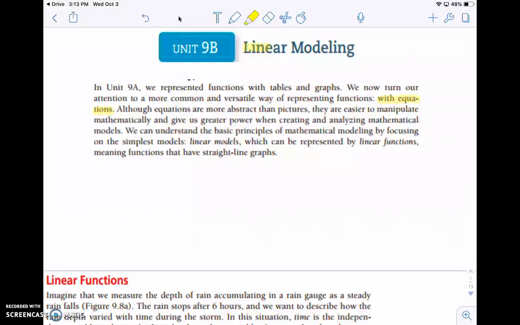Okay, so we're going to be able to understand the basic principles of mathematical modeling by focusing on the simplest models. That's these linear models, and these can go well beyond this: quadratic, cubic, and polynomial models. I mean, we can get all over the place in here, but these linear models are the most simple. They'll be represented by linear functions, and again, linear has that word line in it, so these will be straight line graphs.